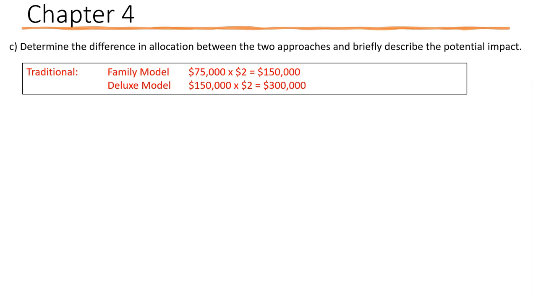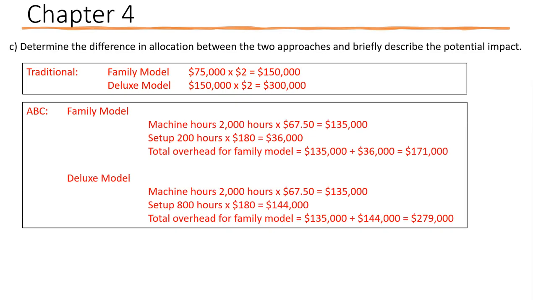When we do the ABC method, similar again, we're going to take the rates we developed in the previous slide, the $67.50 for machine hours and the $180 an hour for setup, and apply it to the usage for the two models. So the family model used 2,000 hours of machine time at $67.50, and they had 200 hours of setup at $180 per hour, whereas the deluxe model had, again, 2,000 hours of machine time, and 800 hours of setup. So they're going to get a little bit more because of the setup. So here's how that looks.